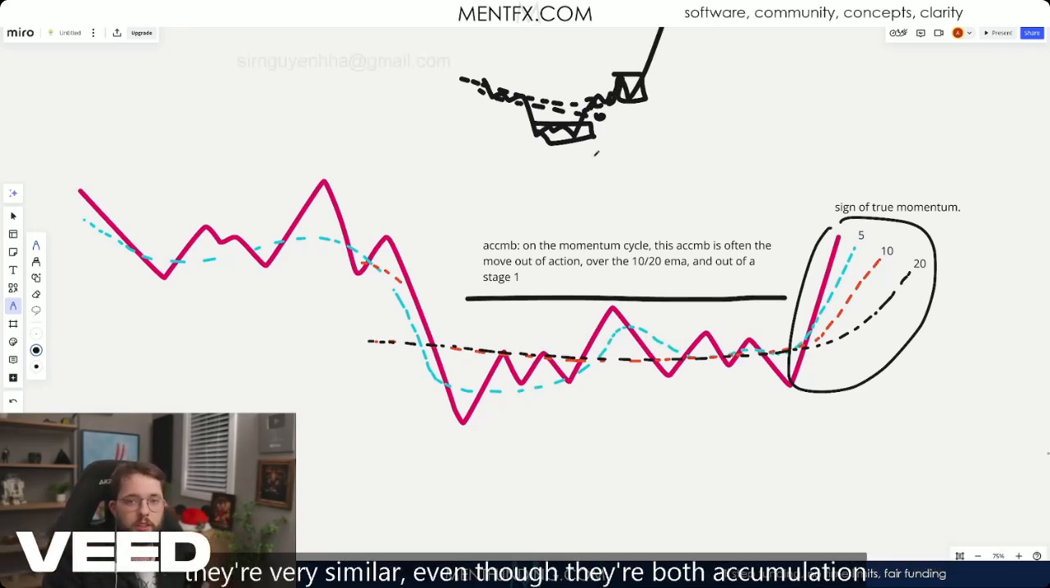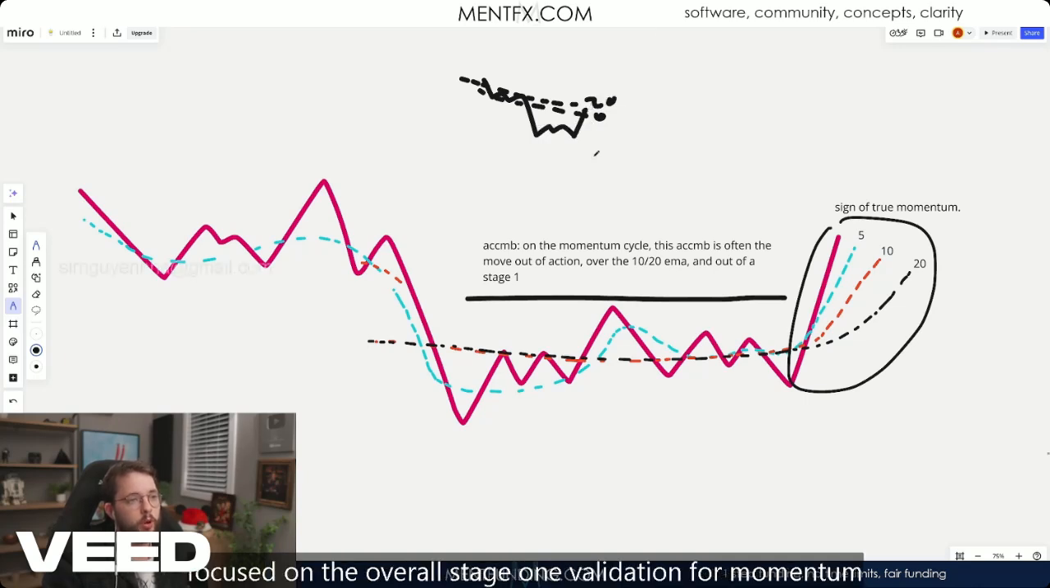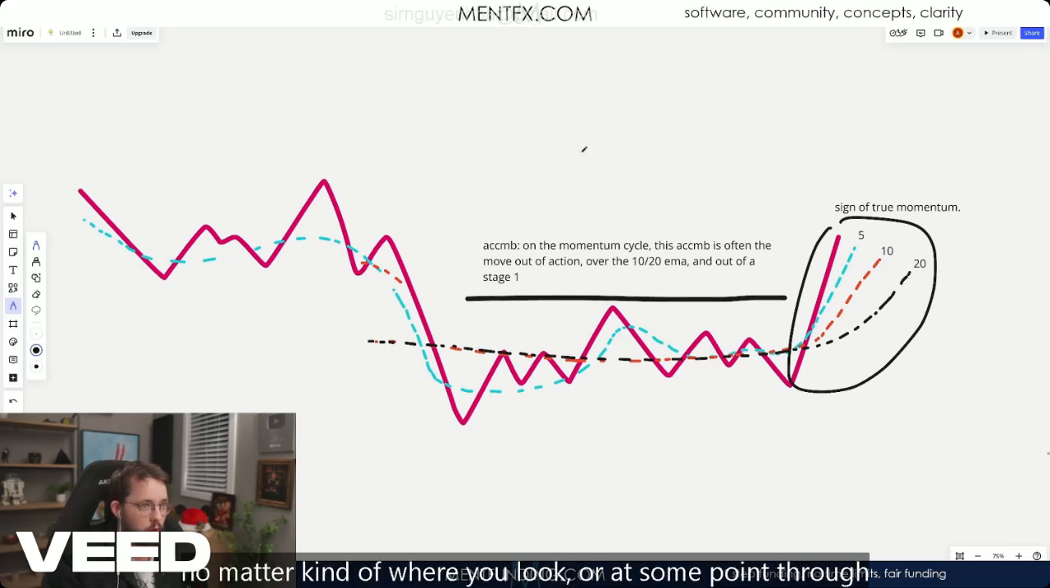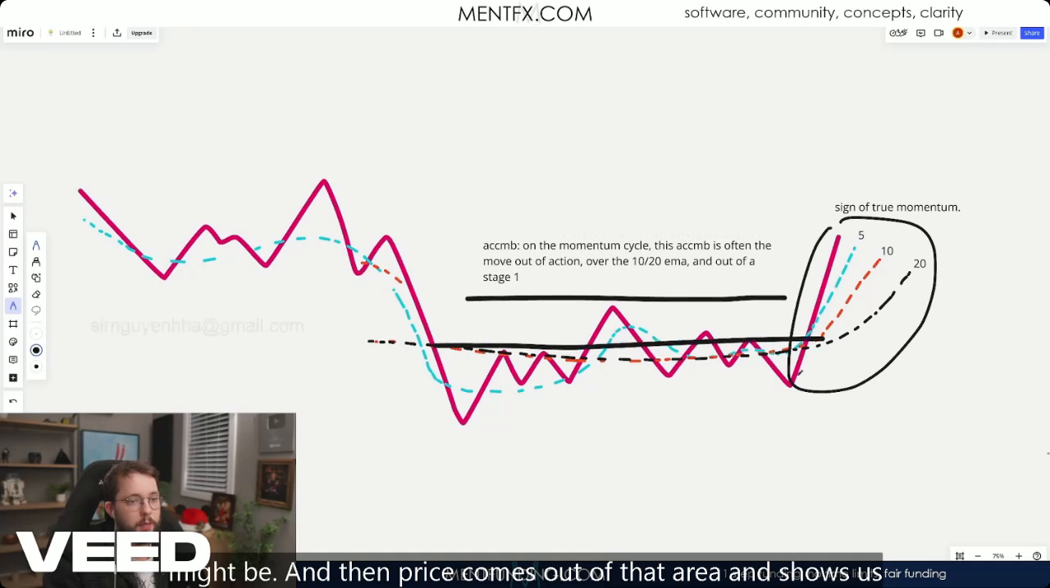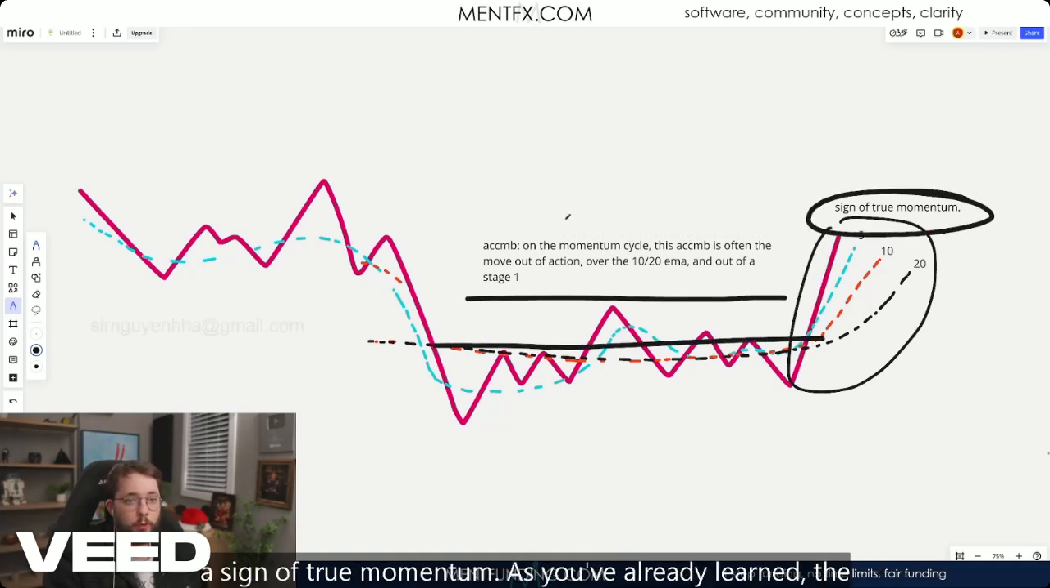Even though they're very similar, even though they're both accumulation MBs and telling the same kind of story, we are more so focused on the overall stage one validation for a momentum cycle. So every momentum cycle is going to start, of course, no matter where you look, at some point through something like this, where prices maybe flushed out, maybe they've come down, a major flush, whatever it might be, and then price comes out of that area and shows a sign of true momentum.